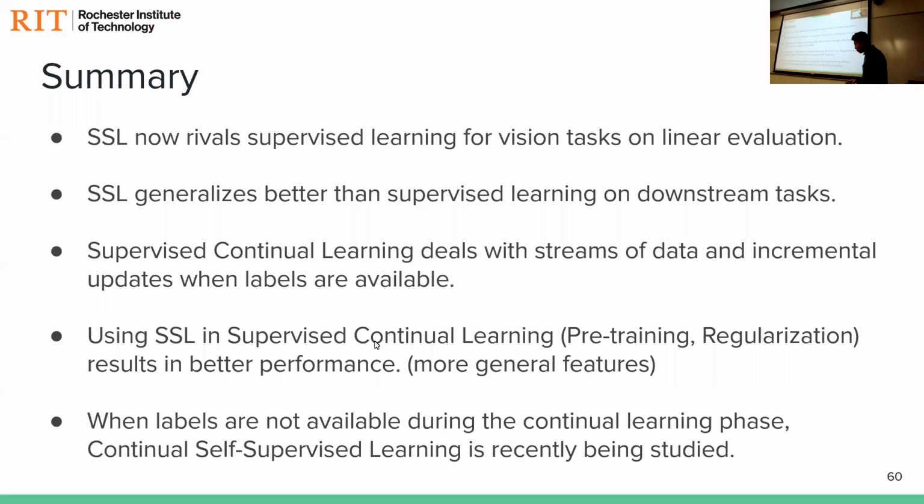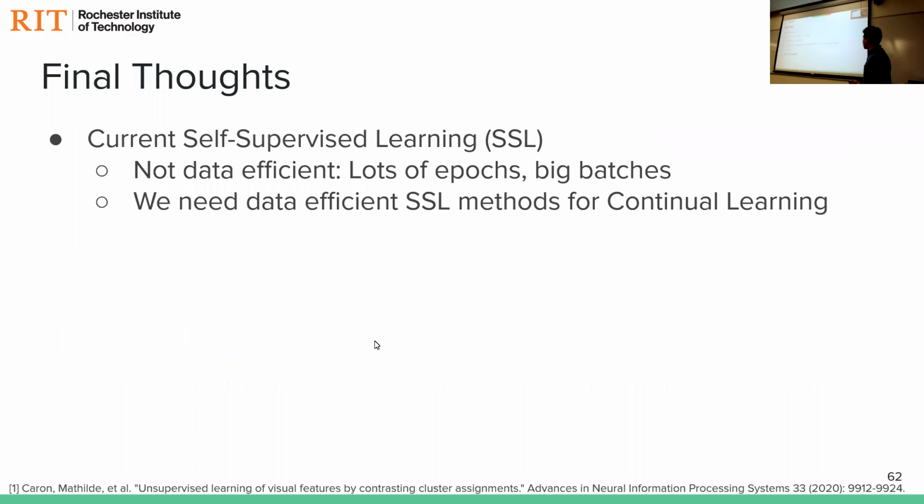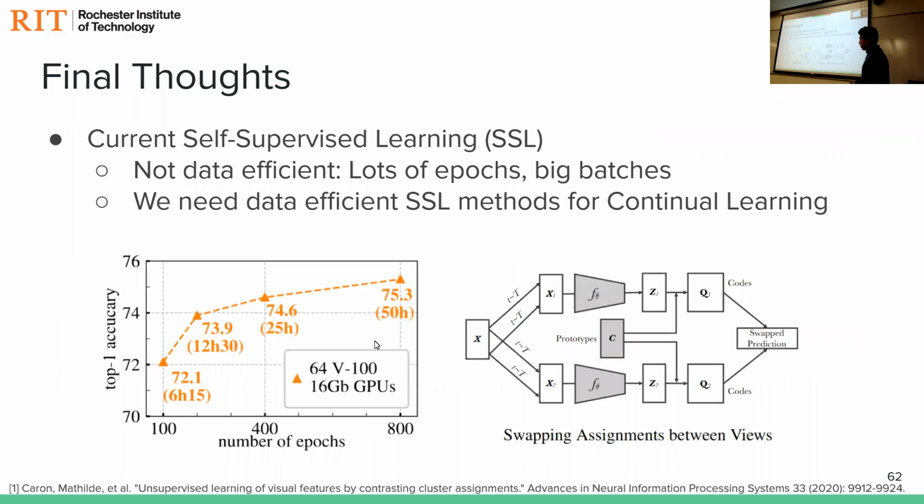And when you don't have labels available, not even during the continual learning phase, continual self-supervised learning is recently being studied. And some final thoughts. Current self-supervised learning is not data efficient. So in this plot, what I'm showing you from the SwAV method, they show the number of epochs, that means how many loops you do through your data, compared to the accuracy that you can get when you train these methods. And you can see that the supervised value is around 76.